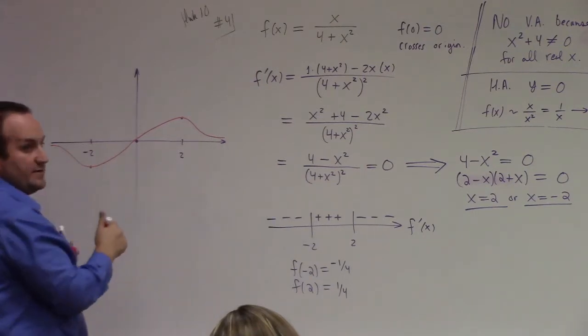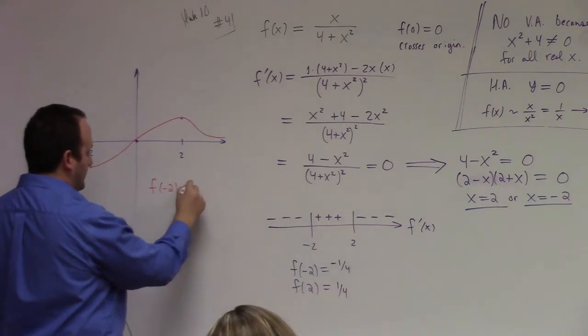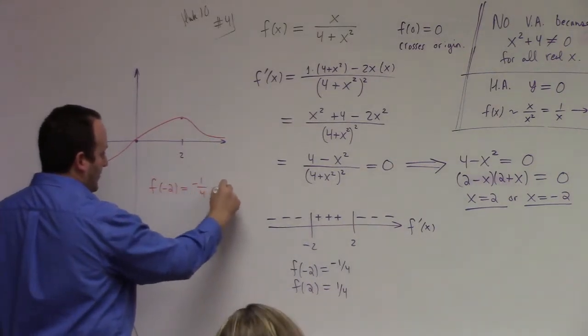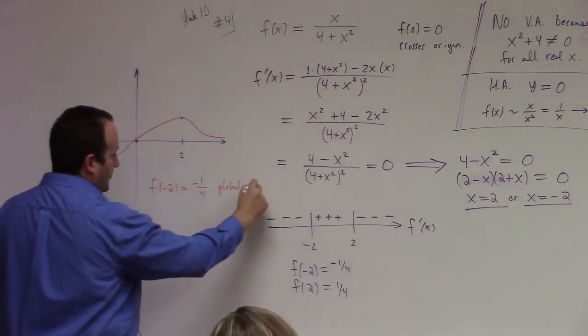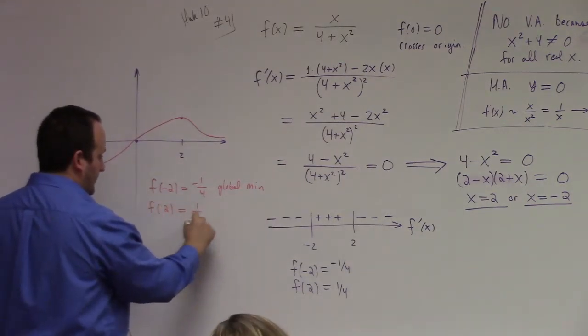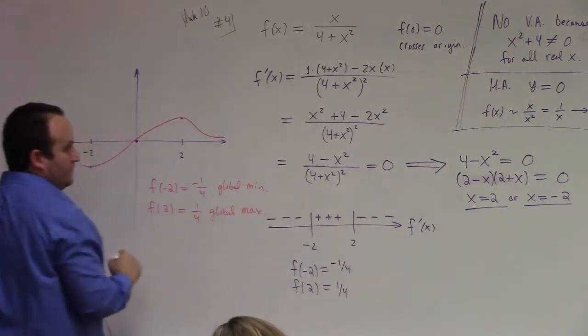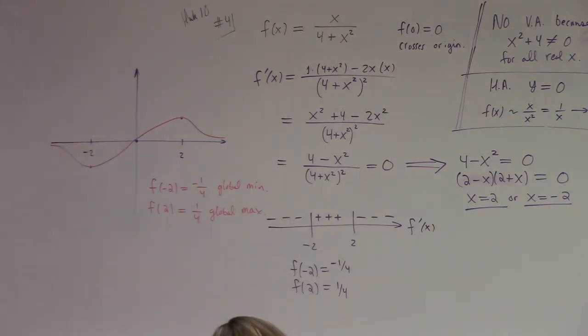So that's the graph. What that means is that f of minus 2 equals minus 1/4 is the global minimum, and f of 2 equals 1/4 is the global maximum. This one's actually kind of interesting.